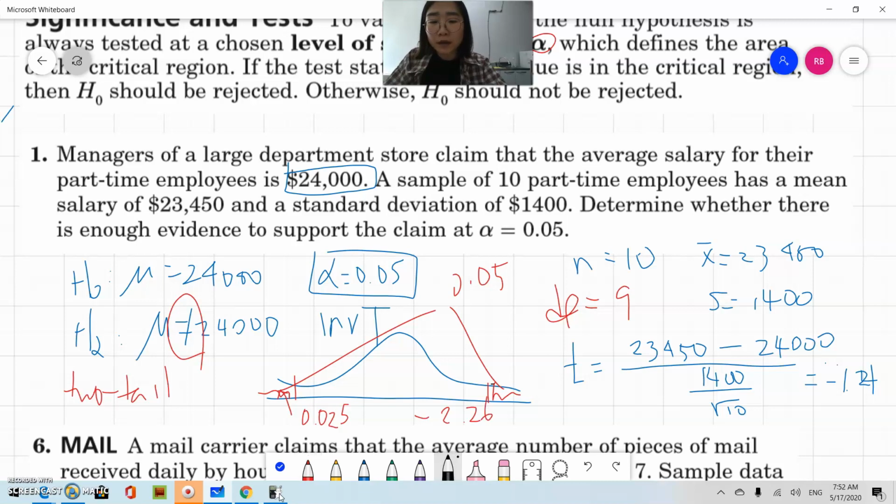So you compare this value with your t-statistics. And you can tell the t-statistics is greater than the alpha, right? Meaning that here it's negative 2.26, then my value, the t, is here. So it's not part of the area, meaning that we fail to reject the null hypothesis. So that is our conclusion.